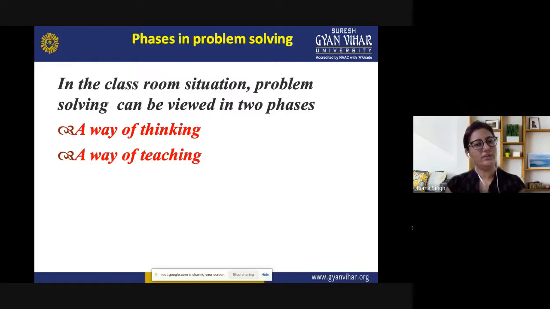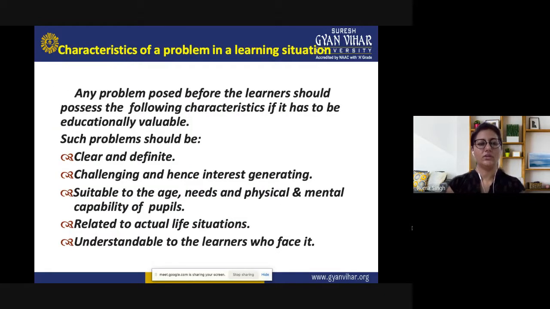So there are two phases in problem solving. If we talk about a classroom situation, it can be viewed in two phases. It can be done in the way of thinking, how we think and how we perceive, and also a way of teaching, how a teacher is going to convey that situation to the students, and how they will be able to make their students bring out solutions.